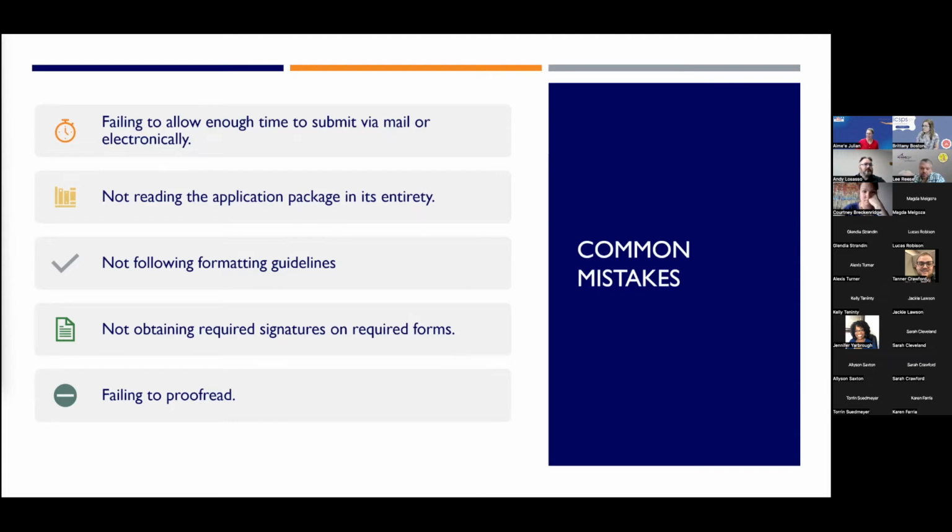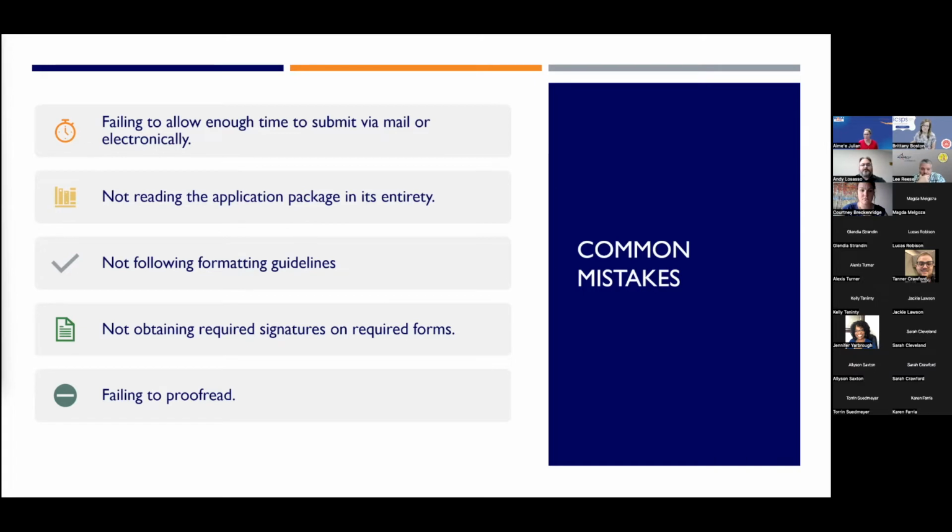So second most common mistake is not reading the application package in its entirety. Again, don't assume. Assuming is bad. It's not only bad for 16-year-olds who take the car without asking, but it's bad for grant writers. So read the whole application, go through, get that highlighter out. I'm old school. I like printing them off. I like going through highlighting and then going back and cross-referencing. Am I hitting all of the things I need to hit? But please, please, please take that time to read. Because it will save you hours on the back end if you just read it all on the front end.